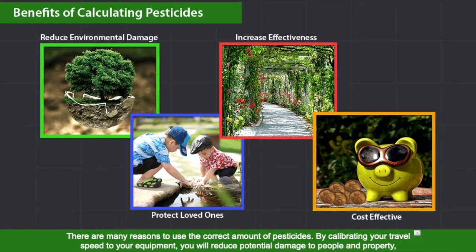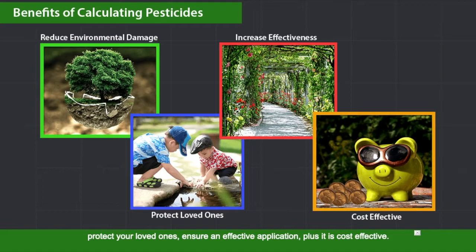There are many reasons to use the correct amount of pesticide. By calibrating your travel speed to your equipment, you will reduce potential damage to people and property, protect your loved ones, ensure an effective application, plus it is cost effective.